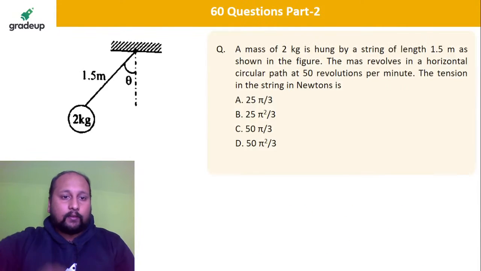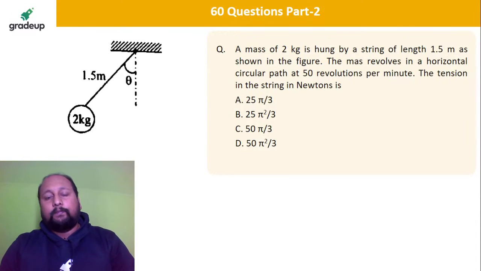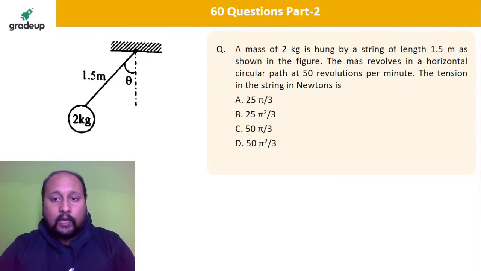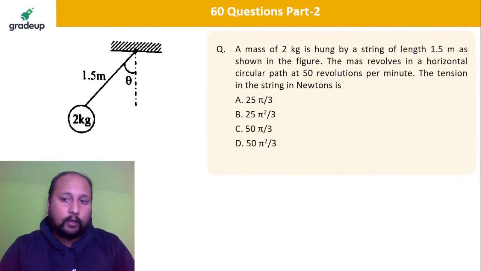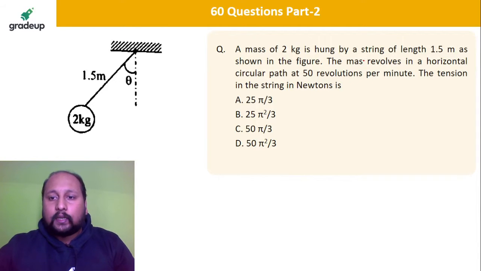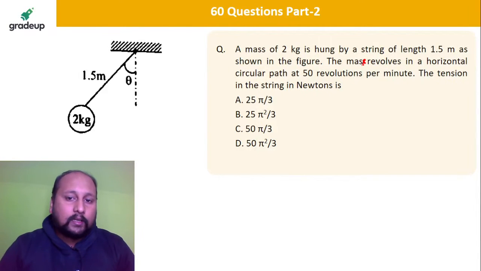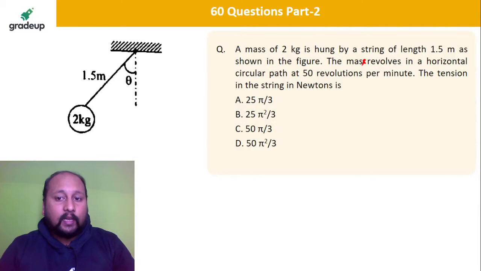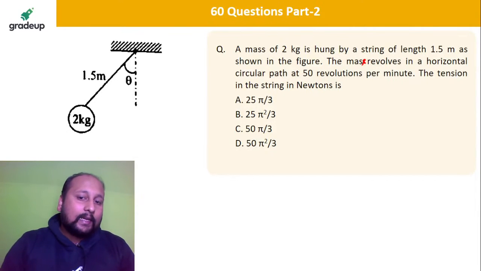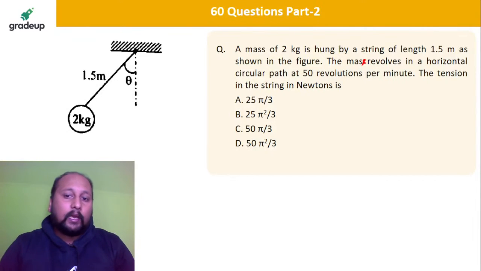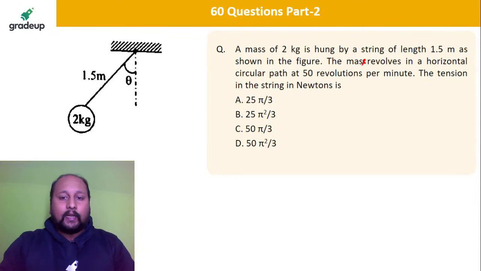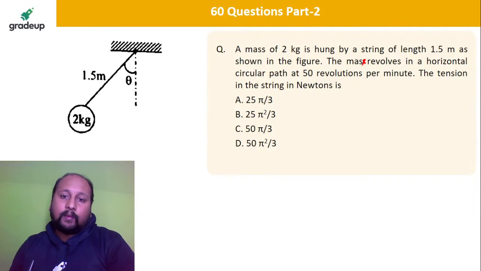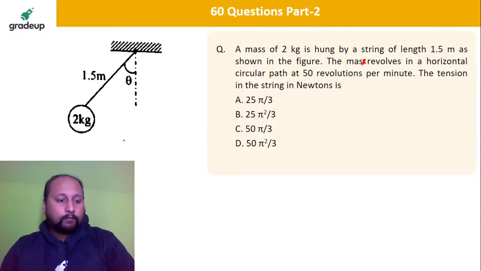Let's start with the first question of the day. A mass of 2 kg is hung by a string of length 1.5 meter as shown in this figure. The mass revolves in a horizontal circular path at 50 rpm. What is the tension in the string in newtons? Basically there is a mass and it is rotating like this, so you have to tell me what will be the tension in the string.